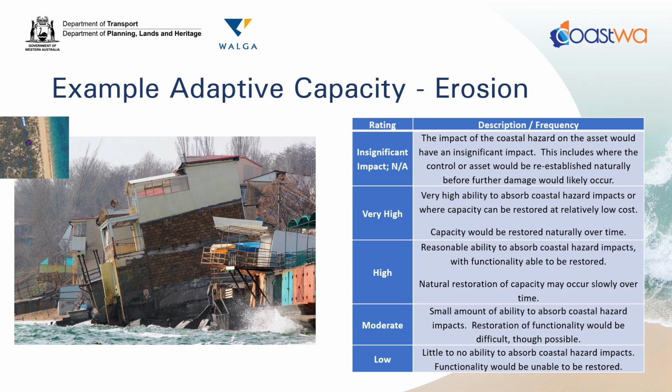Following again through with our examples, from an erosion perspective, if we take our house, and as I've just said, if a house gets impacted by erosion as shown in that image, you've generally got a really low level of adaptive capacity. But what if we had a different scenario?